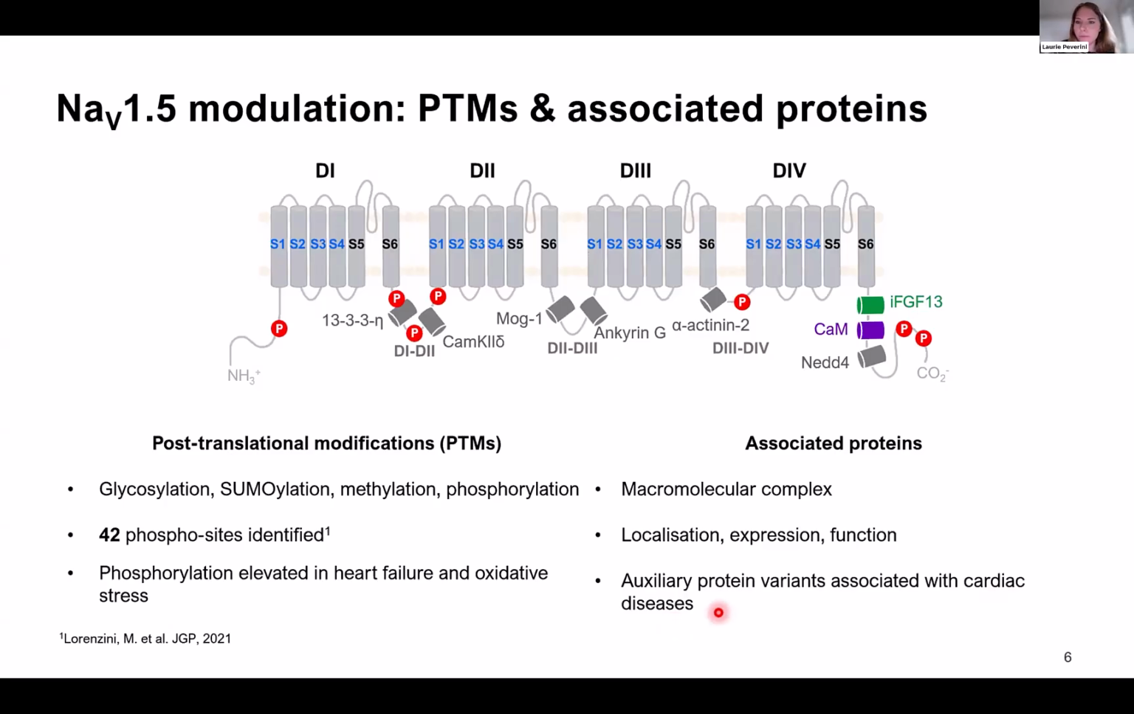So to summarize a bit, the intracellular domains are involved in activation, and they can also be affected by phosphorylations and are also the binding site for several cytosolic proteins. But it's quite difficult to study intracellular domains of ion channels. They can be difficult to target, and that's why we decided to implement a semi-synthetic method to be able to study the intracellular domain of NaV1.5.